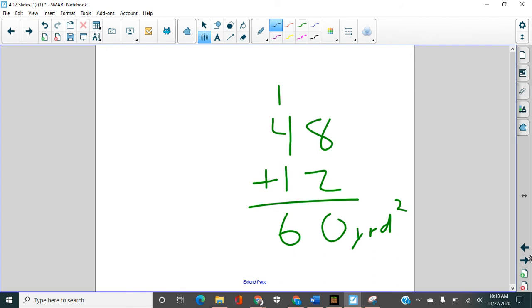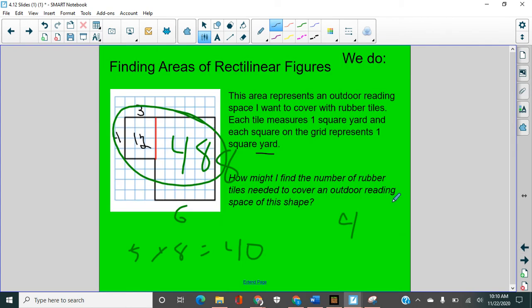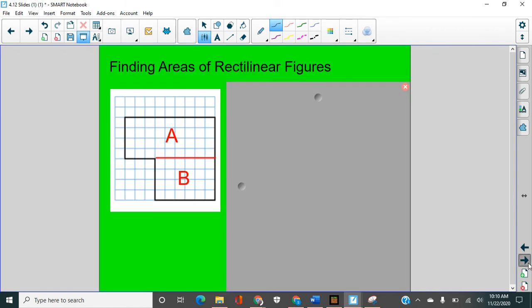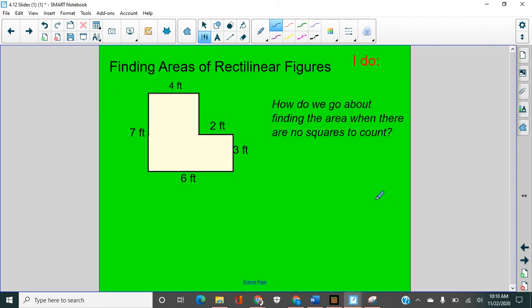So what we have done here is found the area of a rectilinear figure. We decomposed it. We broke it into 2 parts by splitting it into 2 rectangles. We then figured out the area of one and the area of the other, and then added them up. Now, what if there's no squares? Okay, it's the same thing.